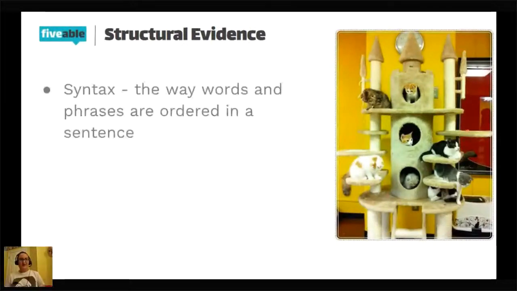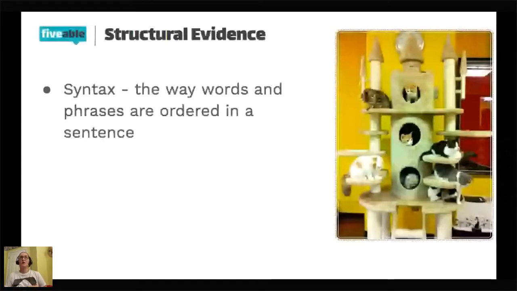All right, structural evidence. So syntax. Syntax can point to tone. And everyone looks at syntax and they say, what's that? If you've been with me before, you already know what syntax is. But it's also here. Syntax is the way words or phrases are ordered in a sentence. It sounds terrifying and it's really not. It's just the way that you order stuff.